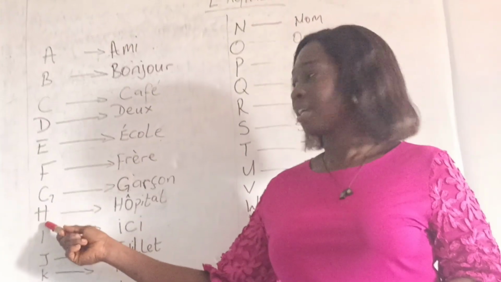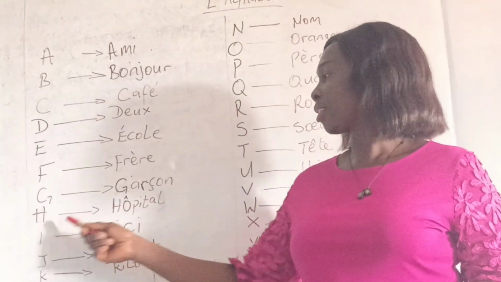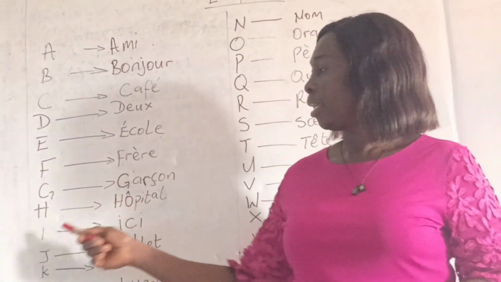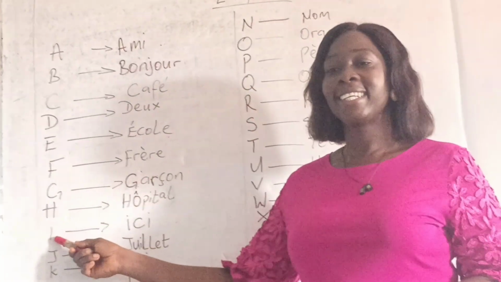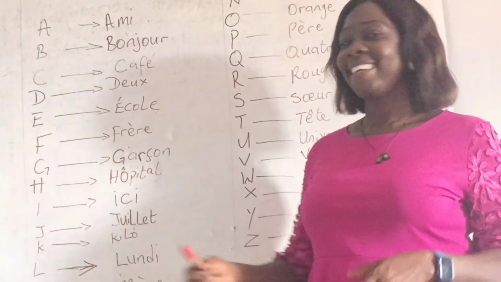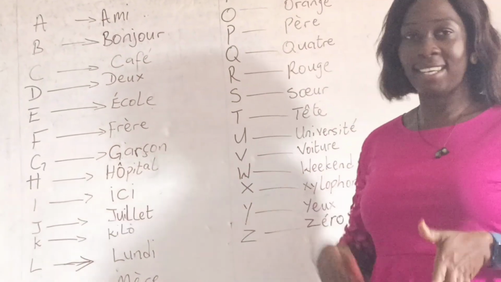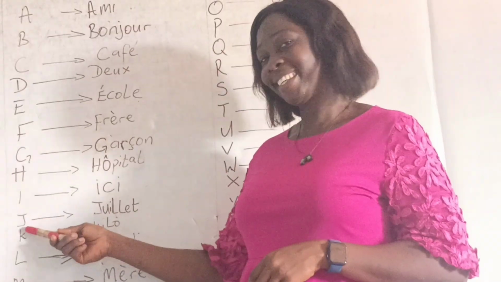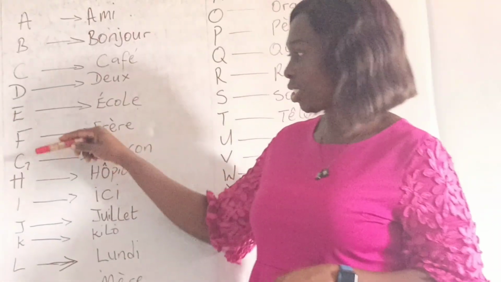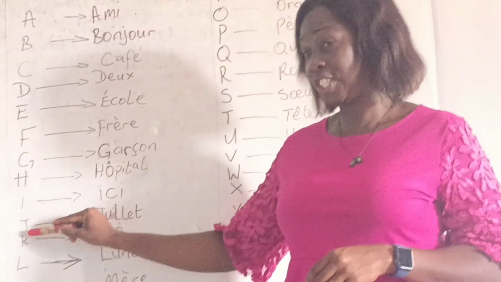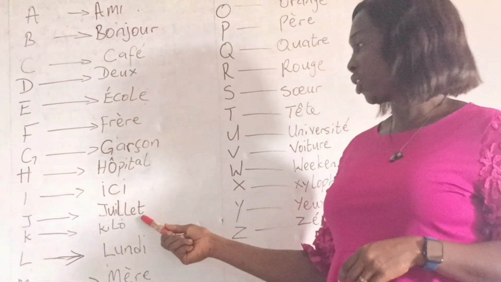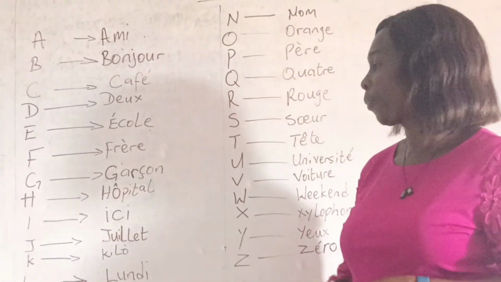H, hospital. You have I, that's ici. Yeah, ici. And you have J, sorry, J as in Juliet. Juliet, that's July.